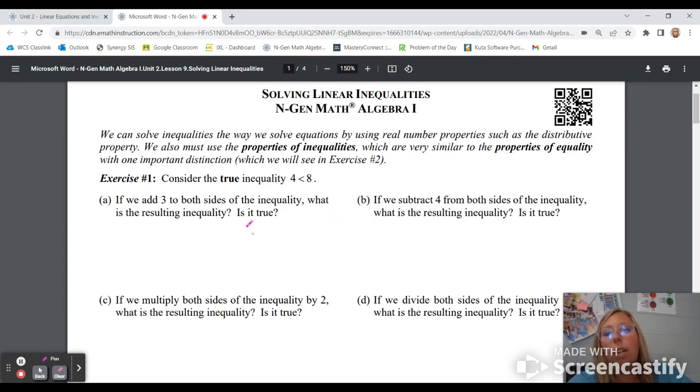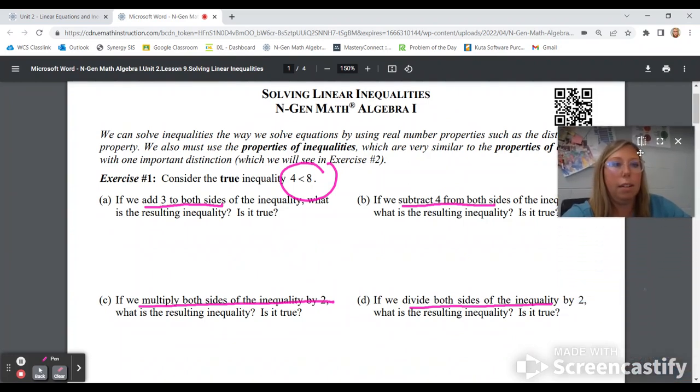So starting at exercise 1, each one of these questions is just asking you to consider this inequality. 4 is less than 8, and that is a true inequality. For each one of these, we are doing something to both sides: add 3 to both sides, subtract 4 from both sides, multiply both sides by 2, and then divide both sides by 2.